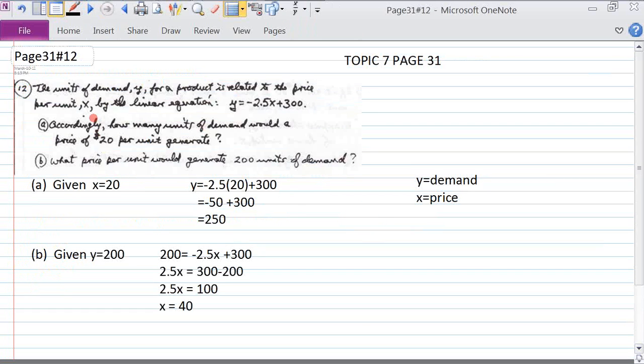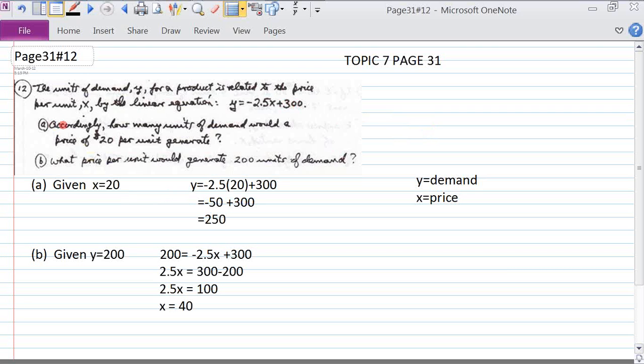Number 12 on page 31, we're going to relate the units of demand Y for a product as it relates to the price. So Y, the demand here, equals minus 2.5x plus 300. First thing I just write down over here is demand and price. So the demand is related to the price through this formula.